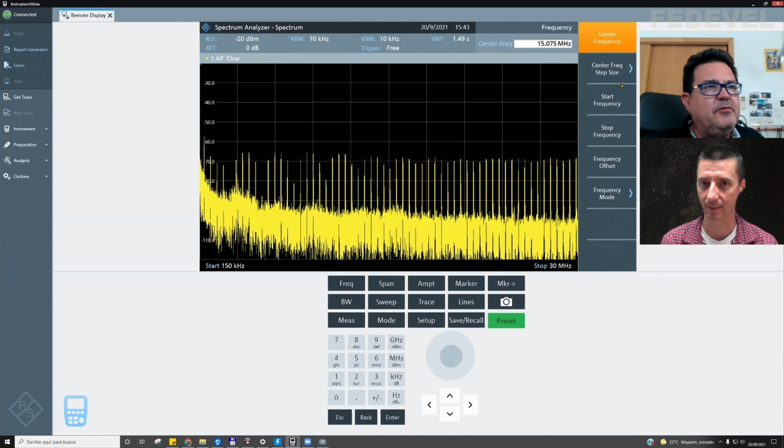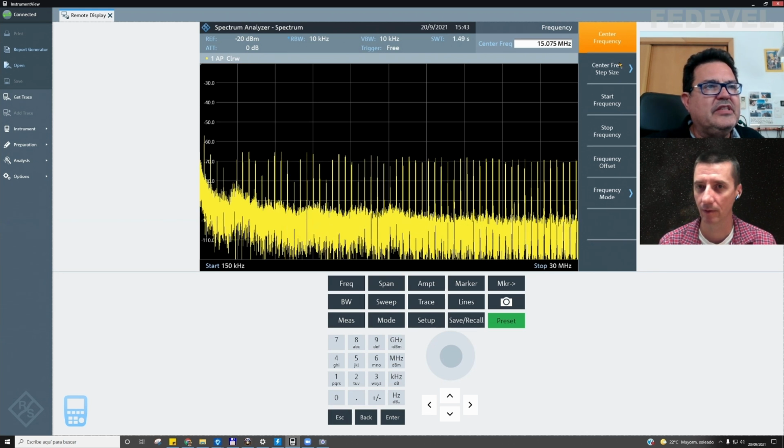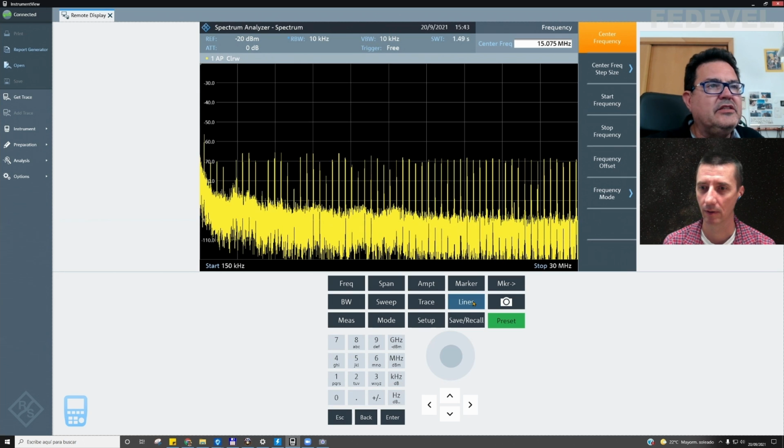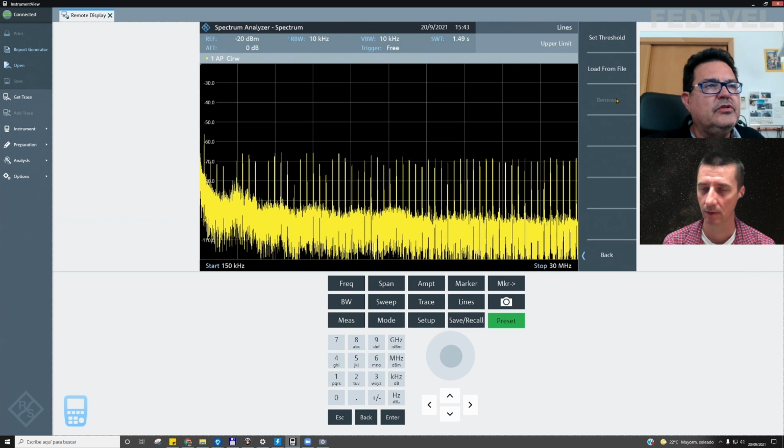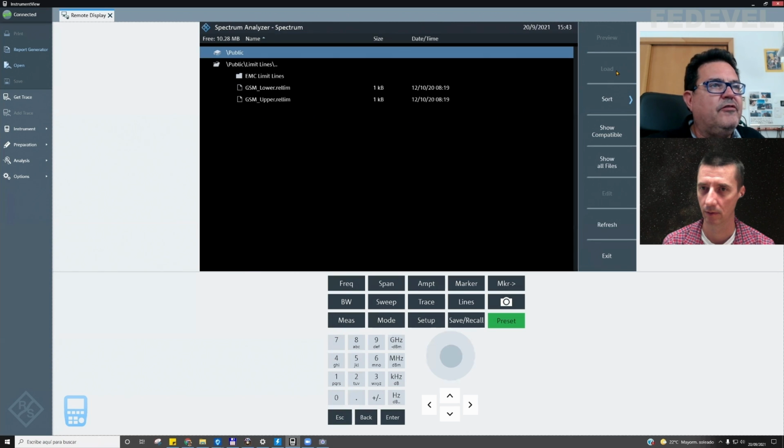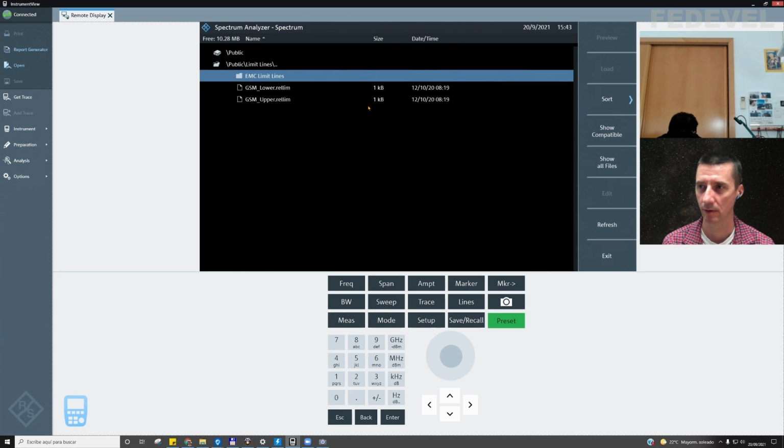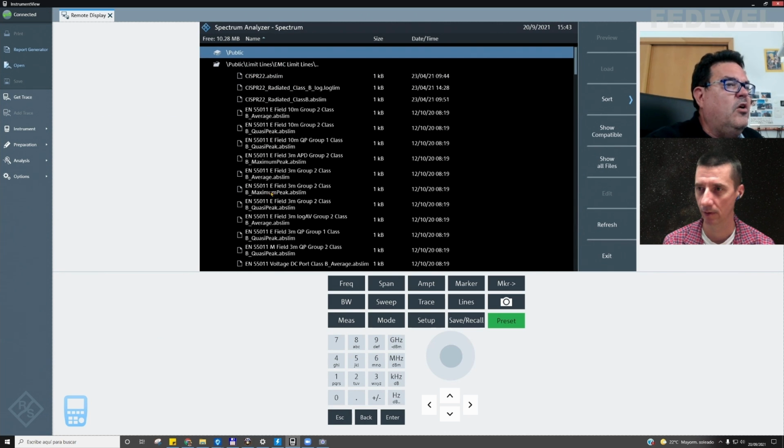We can try, let me see if I can import some limit. Let's go here to lines. Okay. Let me import the file from file. For example, here I have some. Oh, you have some. Okay, perfect. Yes. Let's try to do this. You can see here that I am opening a lot of limit lines. So you can have in your computer the typical levels you are using in your application.